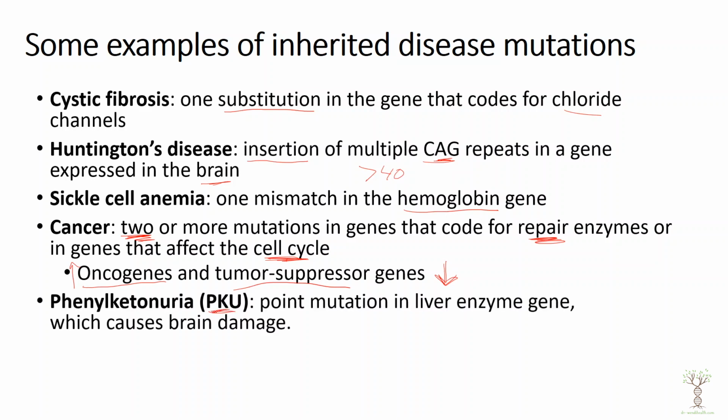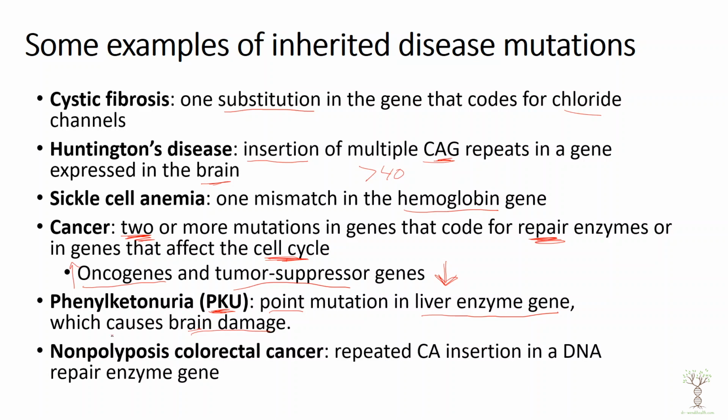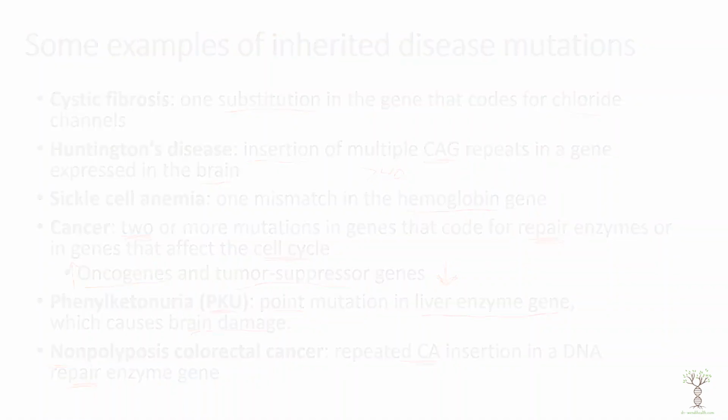Phenylketonuria, or PKU, is often tested for in babies. This is when a liver enzyme gene has a single point mutation. Different point mutations in that gene can cause the same disease. And lastly, non-polyposis colorectal cancer is caused by a type of repeat, a CA insertion repeat, that affects a DNA repair enzyme. So sometimes point mutations can cause disease, and sometimes recombination mutations can cause disease.